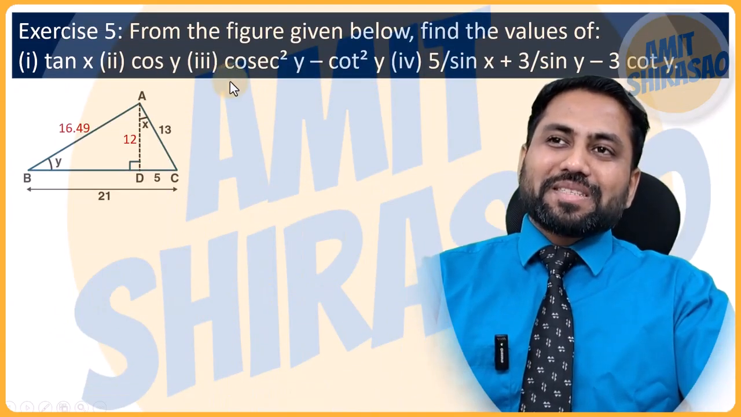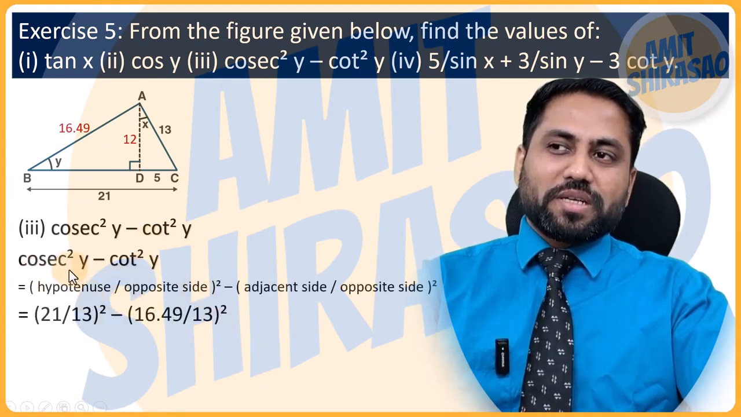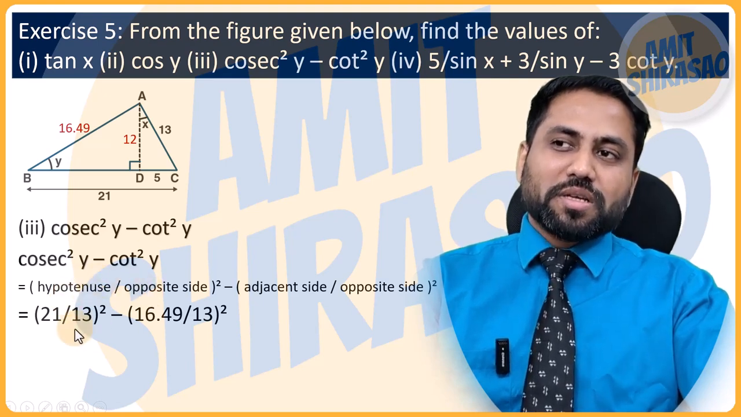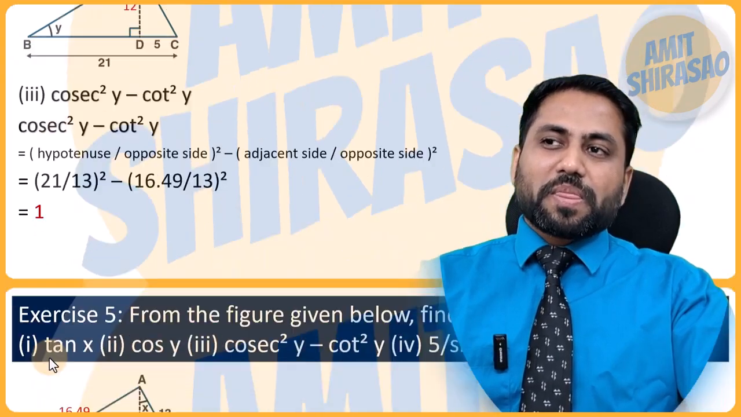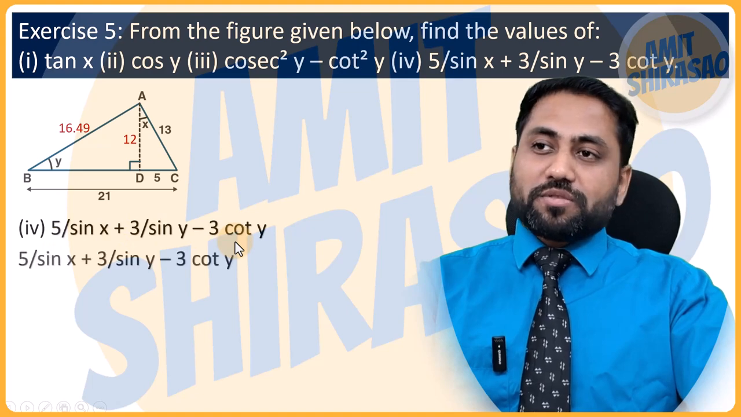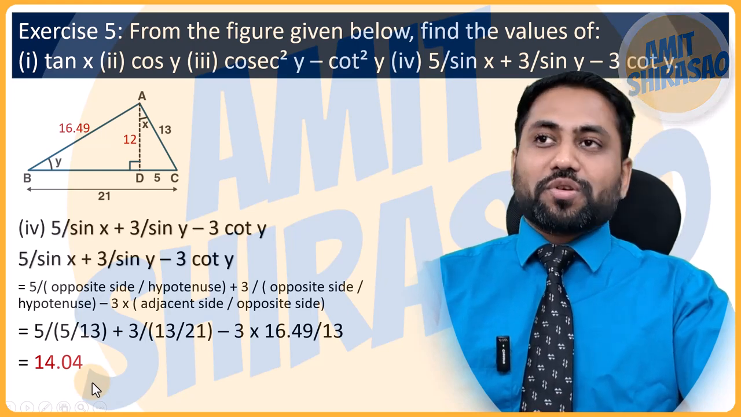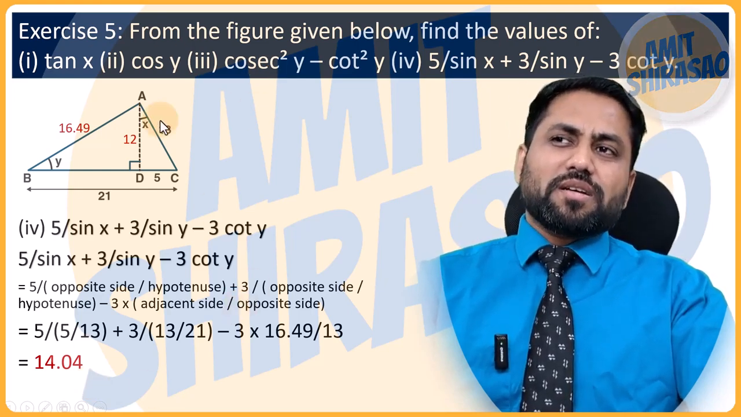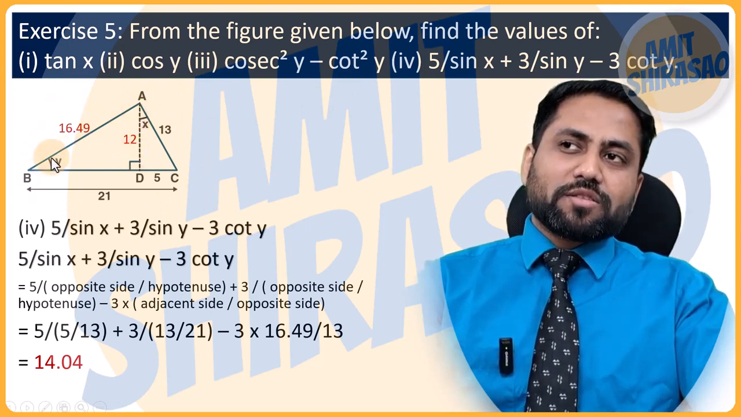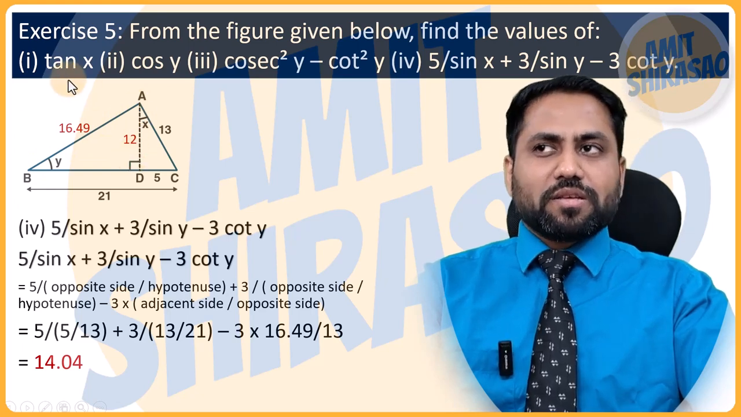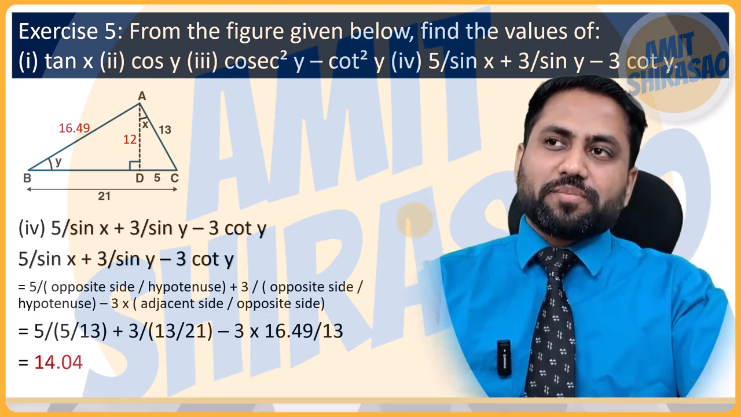Similarly, the third one, you'll calculate like this. You'll expand it into formulae like hypotenuse upon opposite. Then you'll put in the values of the hypotenuse upon opposite, and so on. You'll get 1. And then finally this one, I purposely tried to make it as ugly as possible. The value that you get is 14.04. So this is how you basically solve this kind of question. Whenever you solve this kind of question, find the length of all the sides first, and then just evaluate these functions as and when you encounter them.